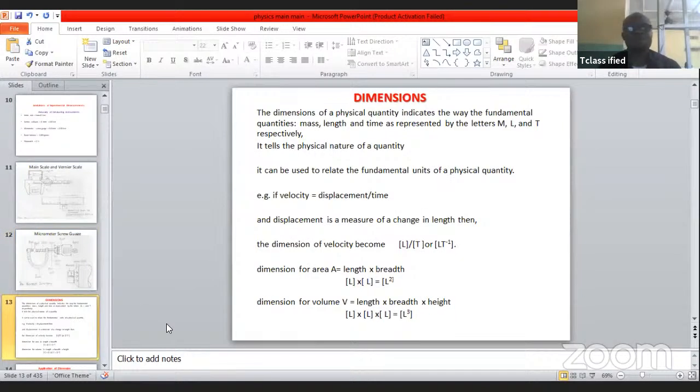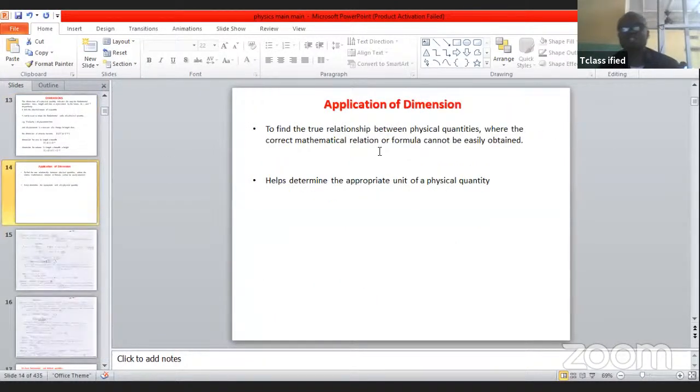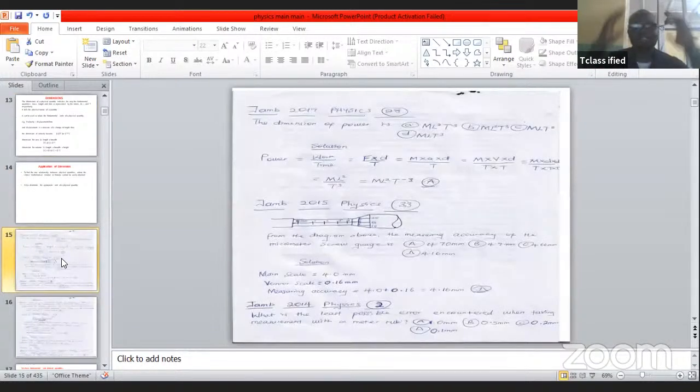Now, immediately after that, we're gonna look at dimensions. We're gonna find out that dimension is just the relationship between the various physical quantities represented by the letter MLT. And we're gonna look at possible applications of dimension. Then immediately after that, we look at the real thing, which is examples from our past questions, whether it's WAEC or JAMB. So where can we see them? What are the examples in past questions?